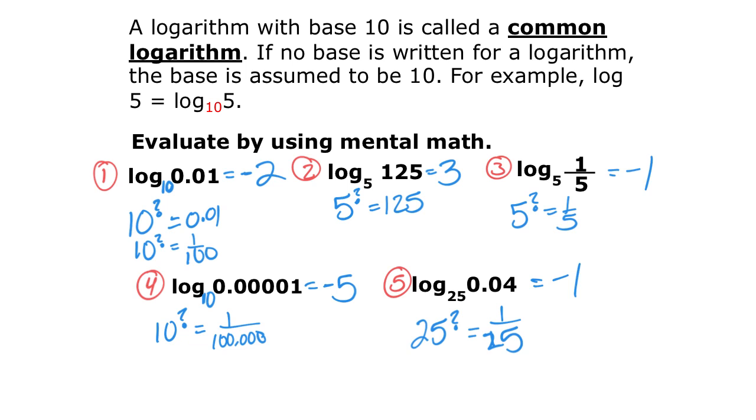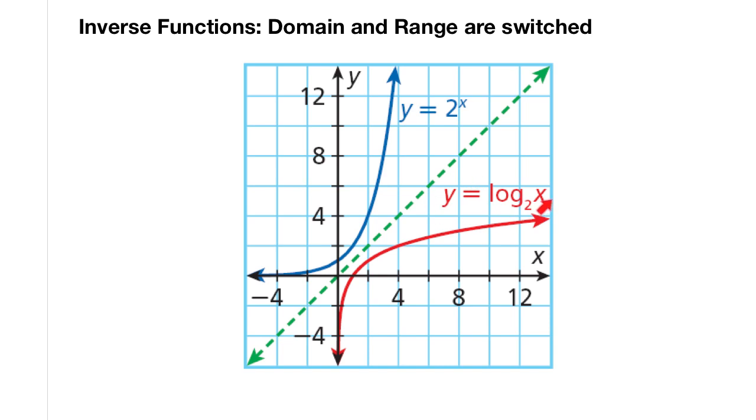So the logarithm, again, is the inverse function of the exponential, which means that when you graph them, they're going to be reflections across this line, and this is called the line y equals x. And also the domain and range are going to be switched when you go from an exponential function to a logarithmic.